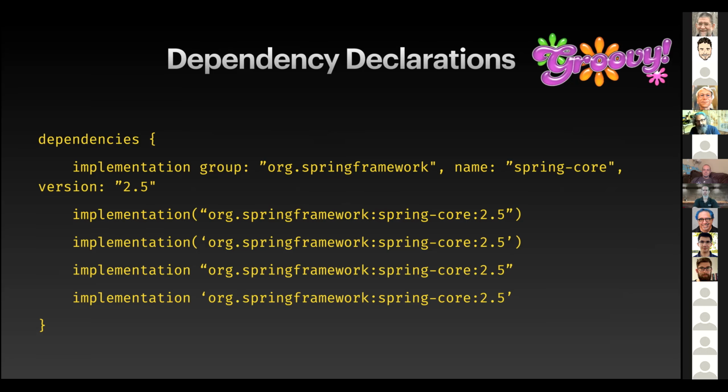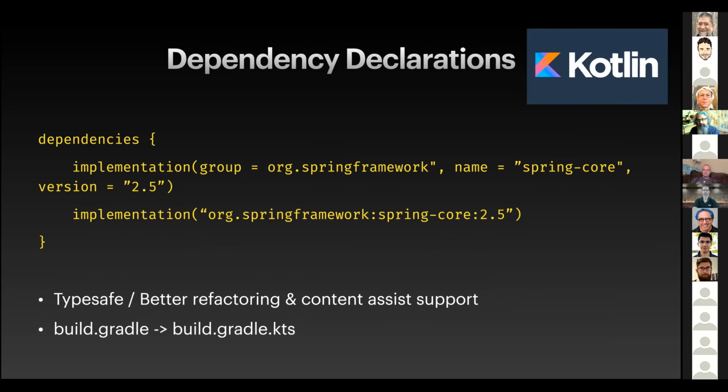Gradle does have a Kotlin DSL. If you were to write this in Kotlin, there are actually only two ways to write your dependencies: you can specify the group, name and version with named parameters, or you can use the shorter condensed version. And you have to use parentheses and double quotes. So it makes it a little bit easier to use.